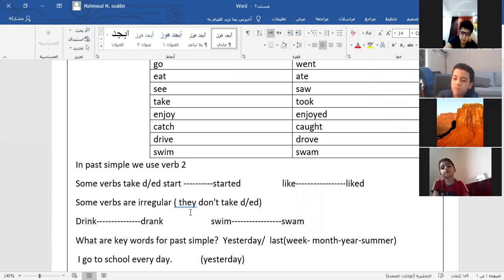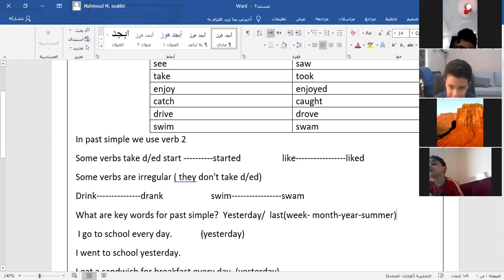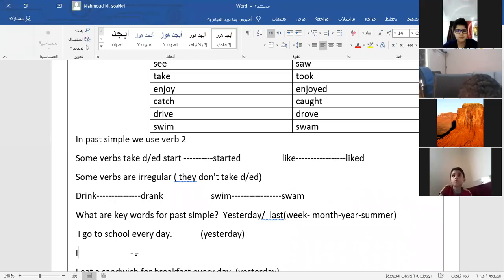Okay, now, students, look at this example. I go to school every day. He wants us to use yesterday. What will be the answer? The answer will be I. This is the subject. The subject is the first word in the sentence, like I. We, you, they, he, she, it, the car, the boy, the girl, Ahmed, Muhammad, the dog, the ship, the plane, all of these words and pronouns are called the subject.